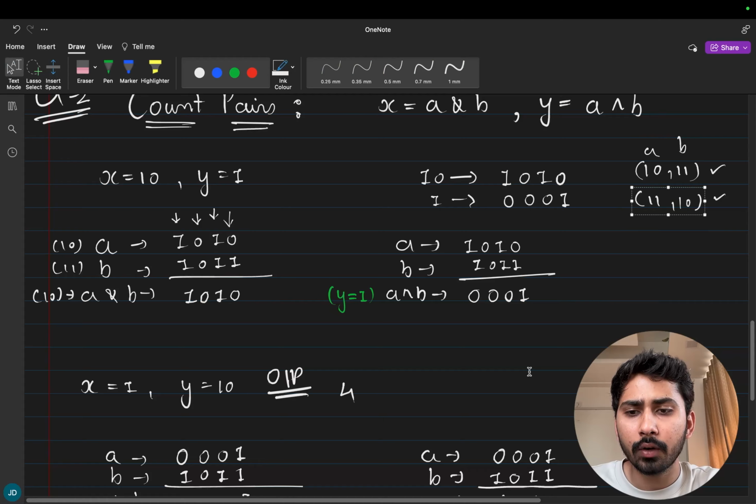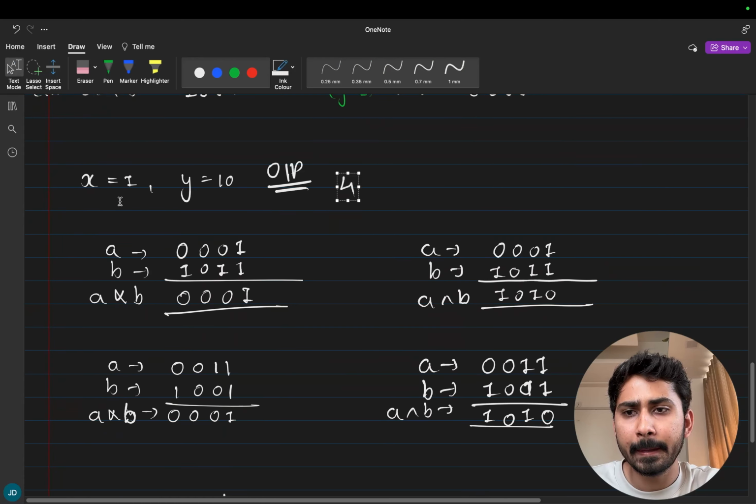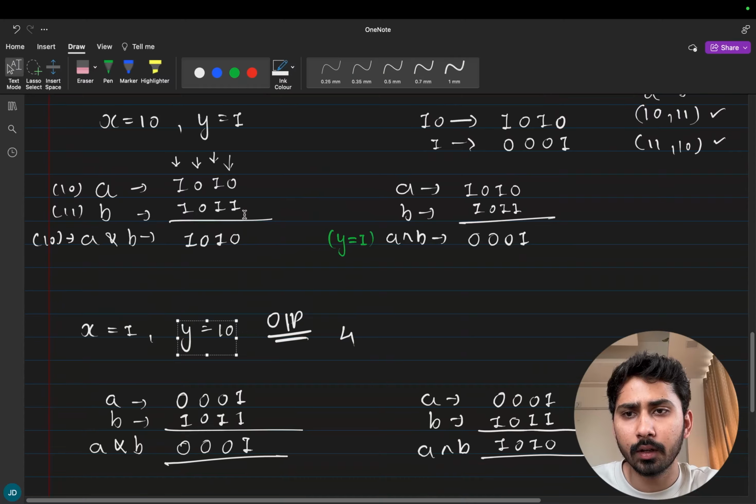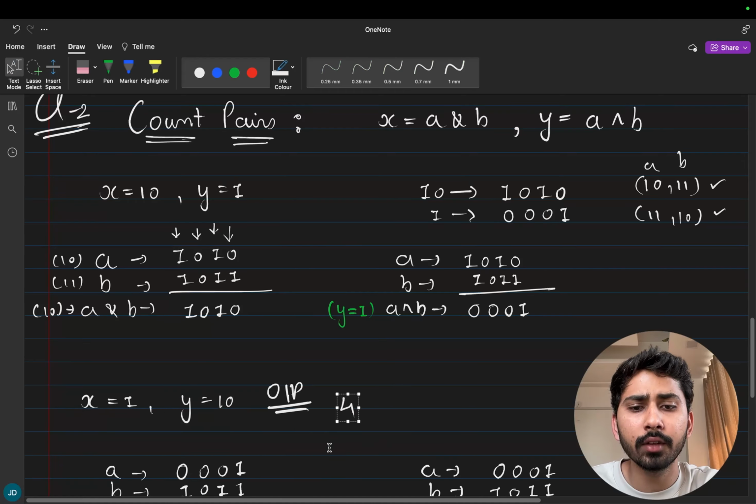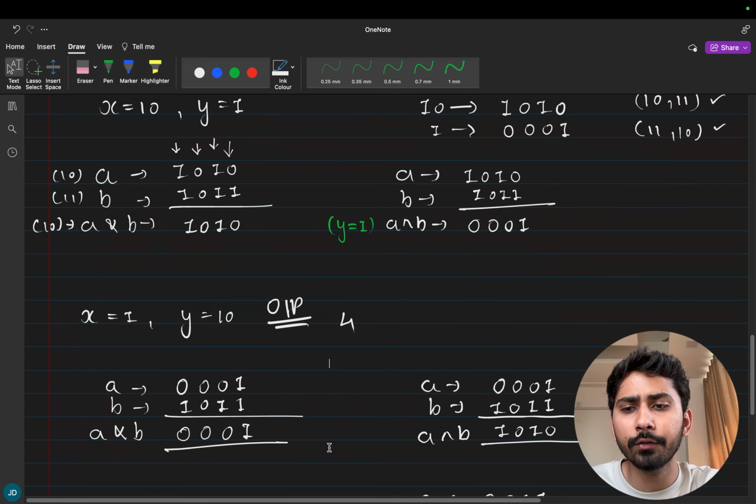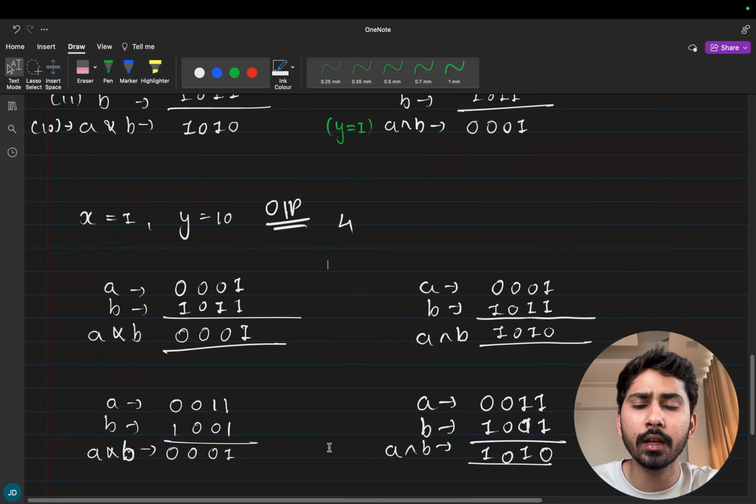Okay, now coming to this second example which was given to us, where the output was 4. So what is the difference between the first and the second example? X was earlier 10 and Y was earlier 1. Right? X is 10 over here, Y is 1. And when you change X with 1 and Y with 10, the output changes. You don't get the same output. And obviously, because the meaning of X and Y is completely different over here. X is AND of two numbers and Y is XOR of two numbers.